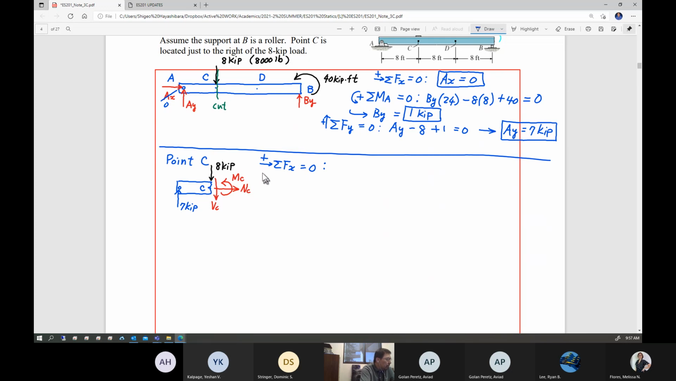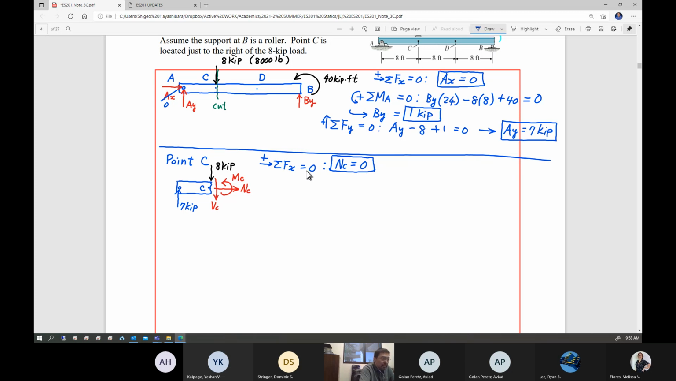NC is the only force in x direction. Oh, that means NC is 0. Okay. No normal force internally developed for this beam. It's kind of typical because the beam's purpose is to support the perpendicular force as well as moments, right? So it's common to have a moment without any normal internal loading developed inside.